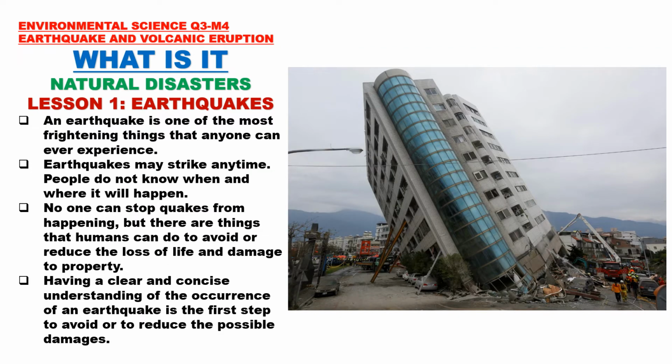An earthquake is one of the most frightening things that anyone can ever experience. Earthquakes may strike anytime. People do not know when and where it will happen. No one can stop quakes from happening, but there are things that humans can do to avoid or reduce the loss of life and damage to property. Having a clear and concise understanding of the occurrence of an earthquake is the first step to avoid or to reduce the possible damages.